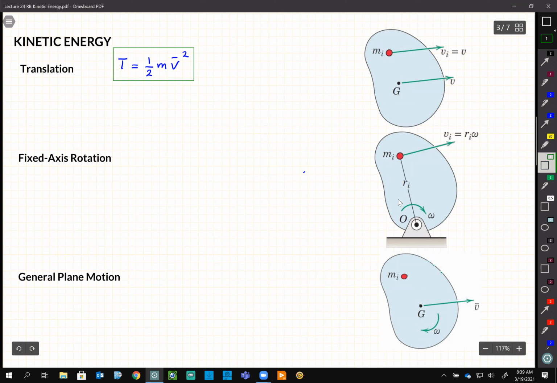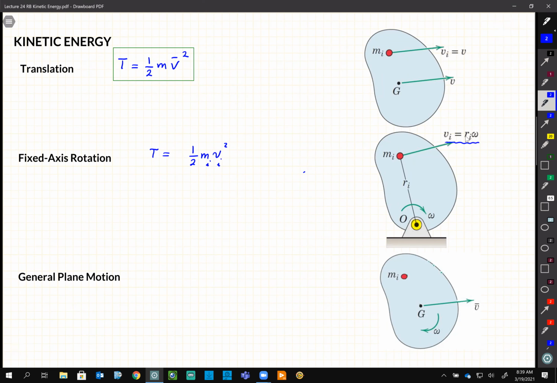What if it's fixed on a point like this point O, and it is pure rotation? What should we do now? We know the speed of this little particle is whatever distance it has, let's call it r_i omega. Then I can write down that the energy of this system, for this particle, is half of m_i v_i squared.